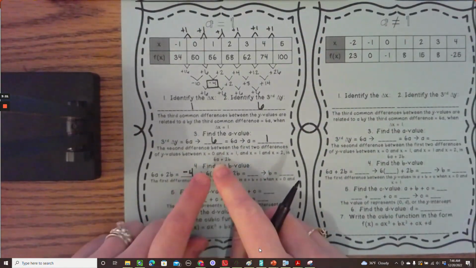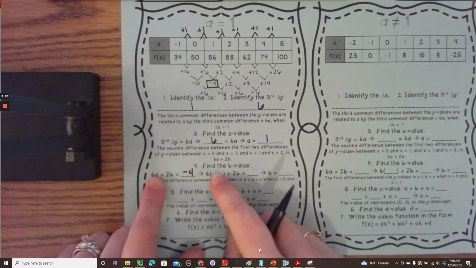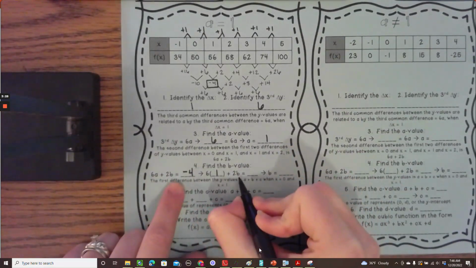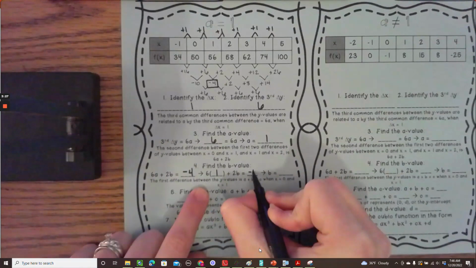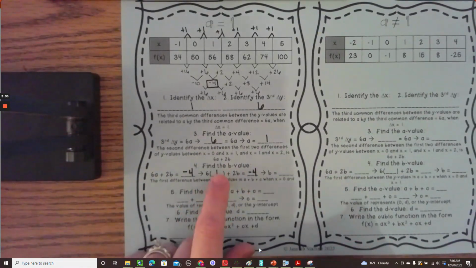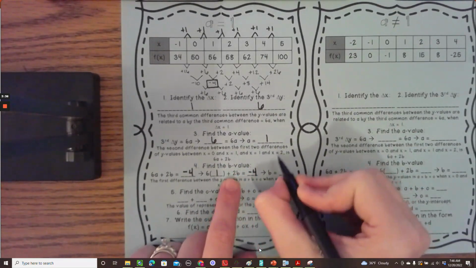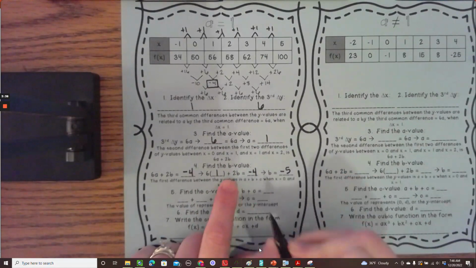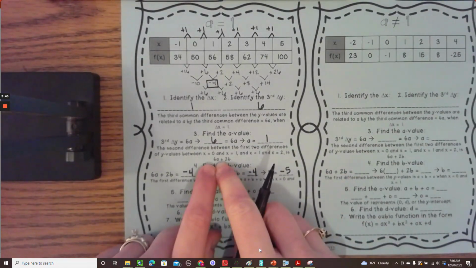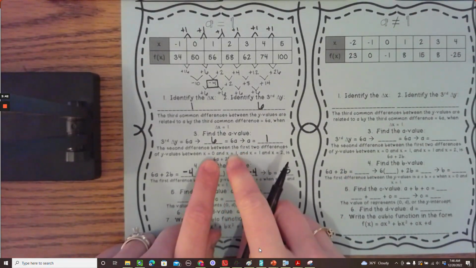So we use what we know. 6a. A is a 1. We don't know b, but we know it's going to be equal to negative 4. We can go through and we can solve this equation. We can subtract 6 from both sides and then divide by 2. And our b value is a negative 5. This is the hardest step, remembering this process.